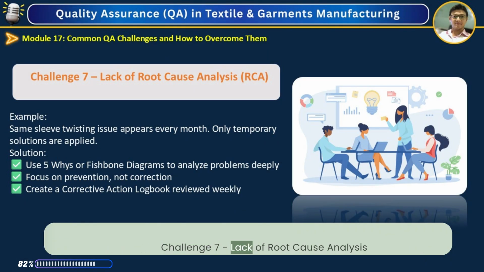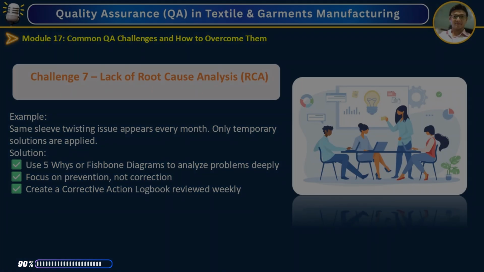Challenge 7, Lack of root cause analysis. Example: same sleeve twisting issue appears every month. Only temporary solutions are applied. Solution: use 5 whys or fishbone diagrams to analyze problems deeply. Focus on prevention, not correction. Create a corrective action logbook reviewed weekly.